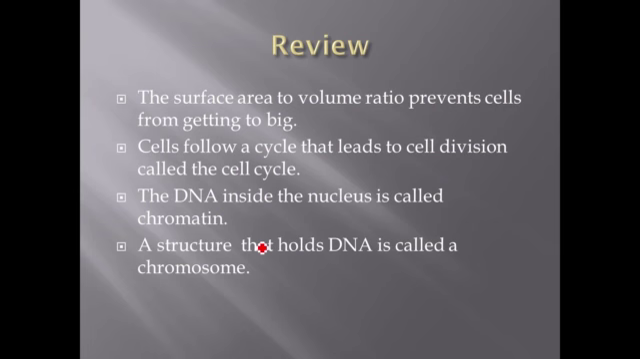So, a quick review of this lesson before I let you guys get to the activities. First off, the surface area to volume ratio prevents cells from getting too big. You can't have Godzilla cells because of this surface area to volume ratio, and the bigger you get, the more energy it takes to move things around. Second, cells follow a cycle that leads to cell division, and that's called the cell cycle. So your key idea here is the cell cycle, so you're going to want to know that. The DNA inside the nucleus is called chromatin, and the structures that hold the DNA are called chromosomes.